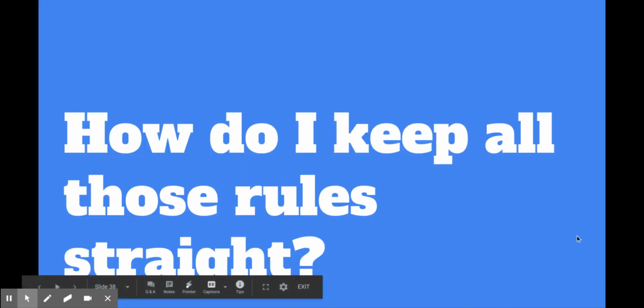Now, here's the big question. How do you keep all of this straight? Because there's so much that I just threw at you and so many rules that you use in different contexts, but they all are so easy to confuse with each other and to all run together. So how do you keep it all straight? This is kind of the key problem that I always see students struggle with.